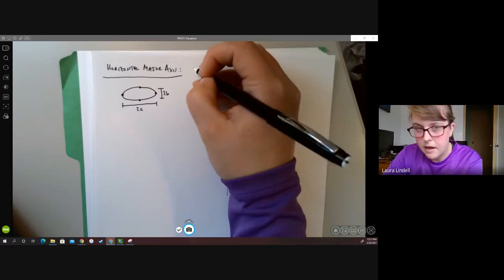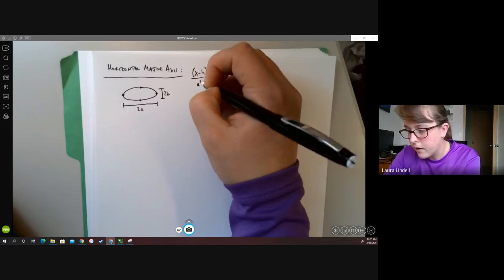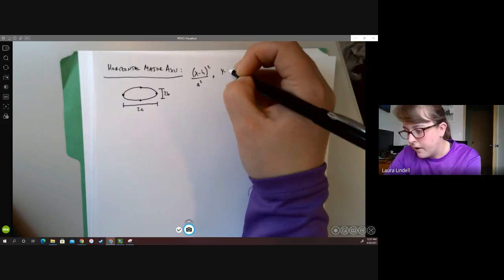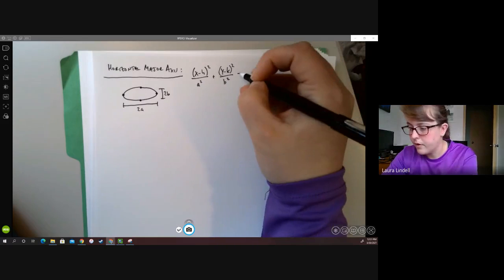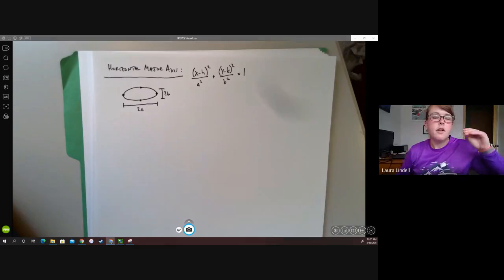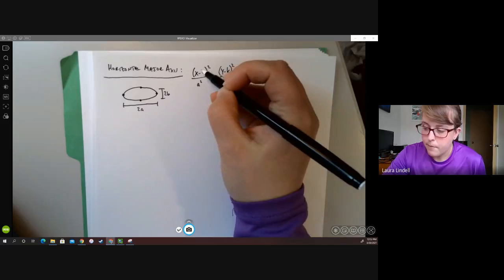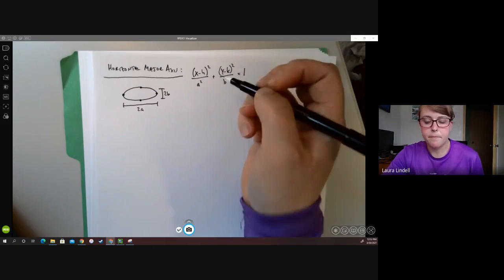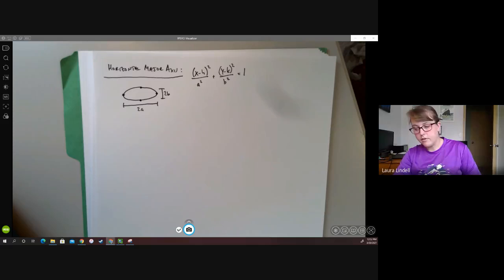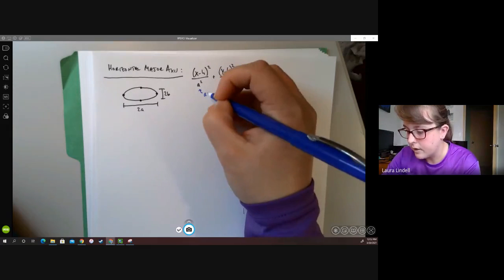Our equation this time is going to look like x minus h squared over a squared plus y minus k squared over b squared equals 1. So we know that we're dealing with the horizontal major axis situation when we have x minus h squared over the larger number on the bottom. So again, a squared is going to be greater than b squared, and that's how we can tell which case we're dealing with.